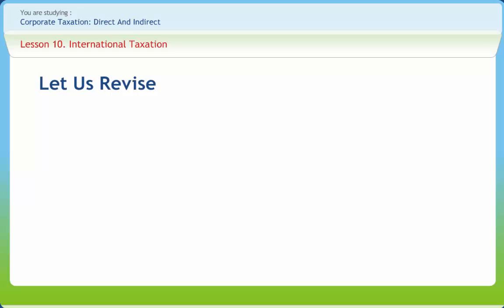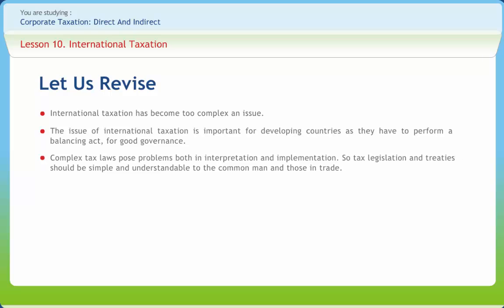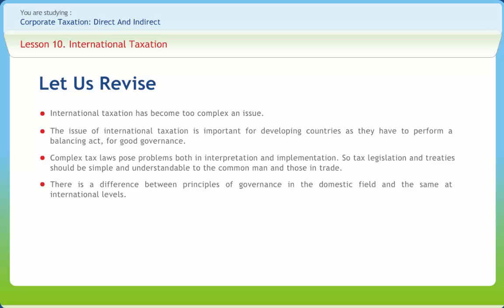Now let's revise what we have studied till now. International taxation has become too complex an issue. The issue of international taxation is important for developing countries as they have to perform a balancing act for good governance. Complex tax laws pose problems both in interpretation and implementation. So tax legislation and treaties should be simple and understandable to the common man and those in trade.